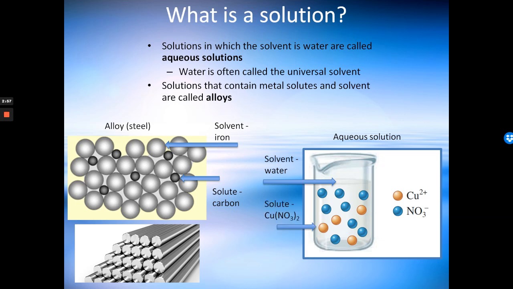All right, so you can have solvent, iron, and solute, carbon, together make steel. But you've got to make it molten, get it pretty hot. You know, it's not liquid at room temperature. It's solid at room temperature. So unlike water, which is a liquid at room temperature. Okay.